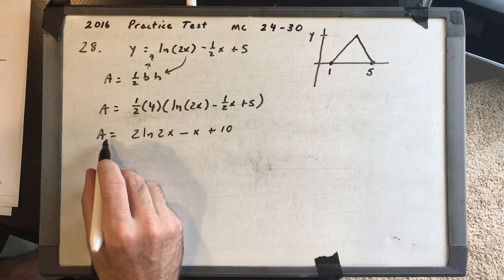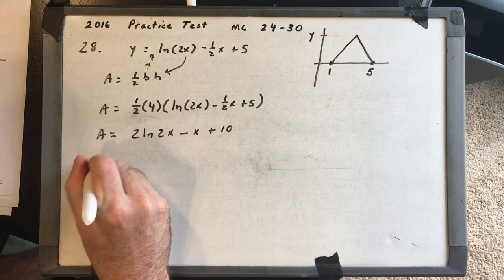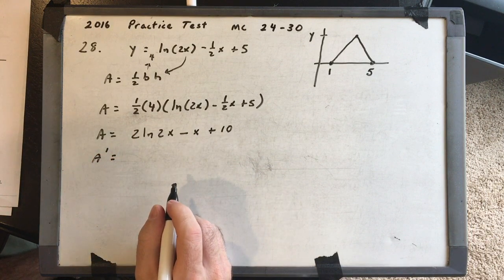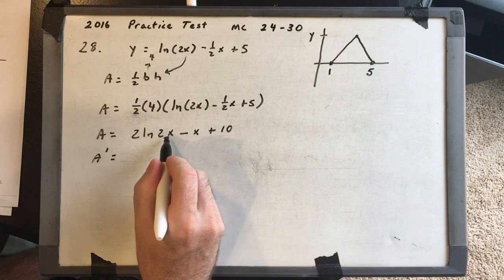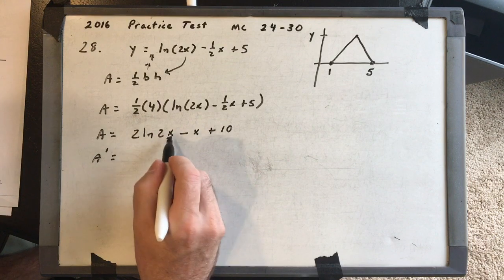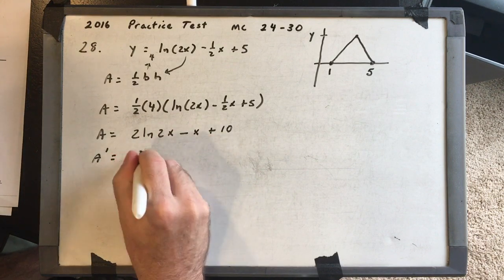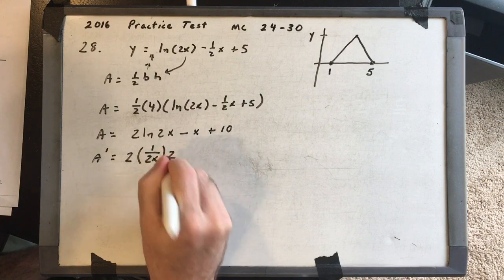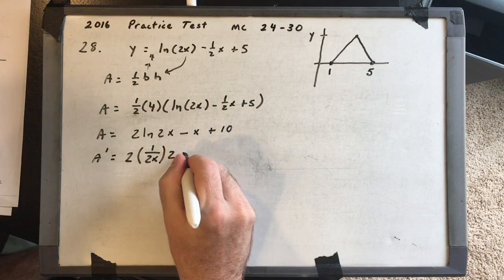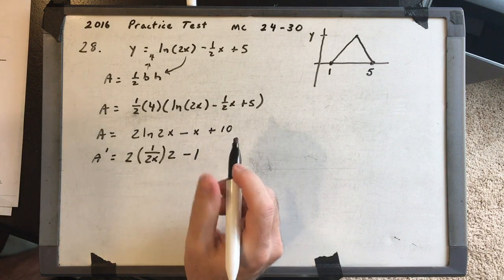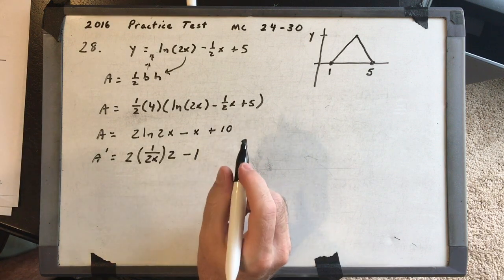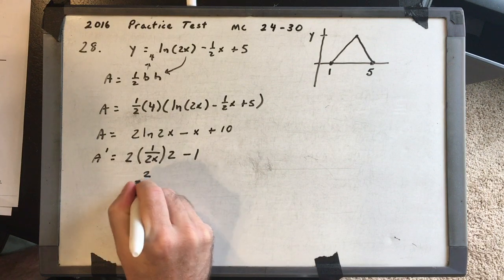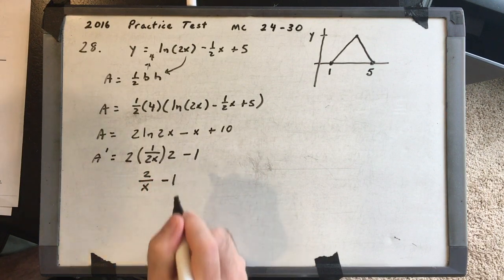Well, for a maximum area, you take a derivative, A prime. All right, so what's the derivative of natural log of 2x? It's 1 over 2x times 2. So I've got 2 times 1 over 2x times 2. And then the derivative of x is 1, and the derivative of 10 is 0. So that's going to be 2 over x minus 1.